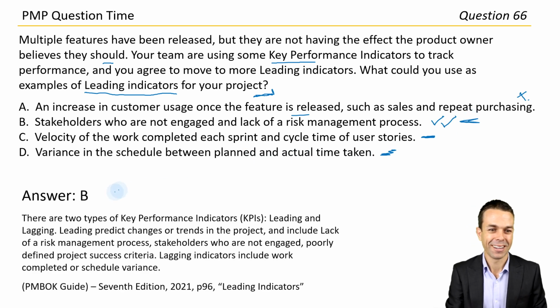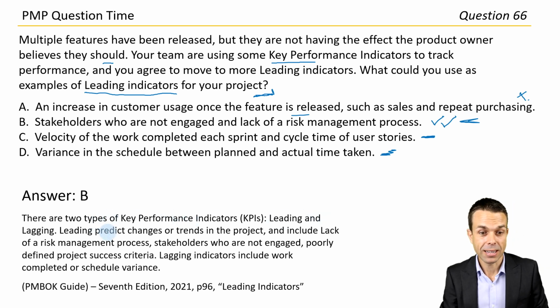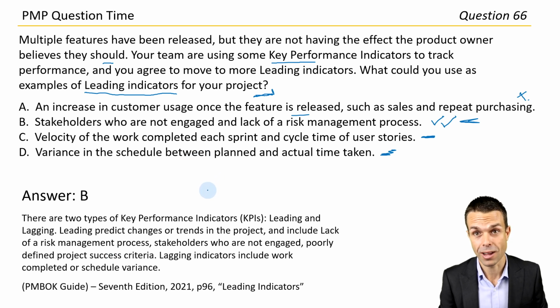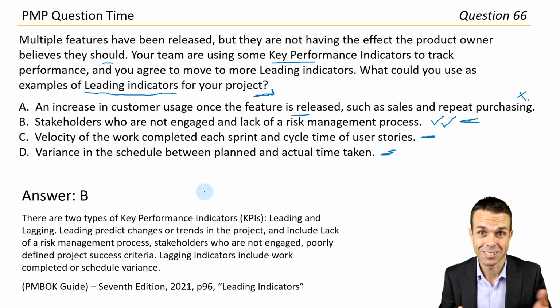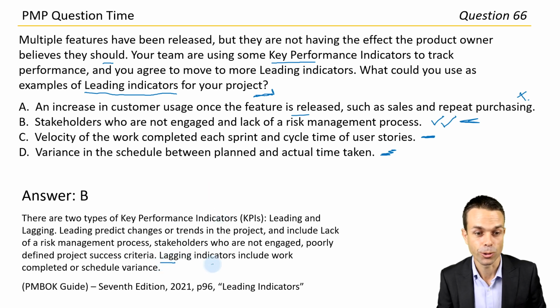All right, great work. There are two types of KPIs, leading and lagging. Leading predict changes or trends in the project and include a lack of a risk management process, stakeholders who are not engaged, poorly defined project success criteria. Oh, that's a good one. How many times have we been working on a project and we actually don't know what success looks like? So everyone has a different version of it, and now that also leads to disengagement. Lots of leading indicators there. Lagging indicators include work completed or schedule variance.